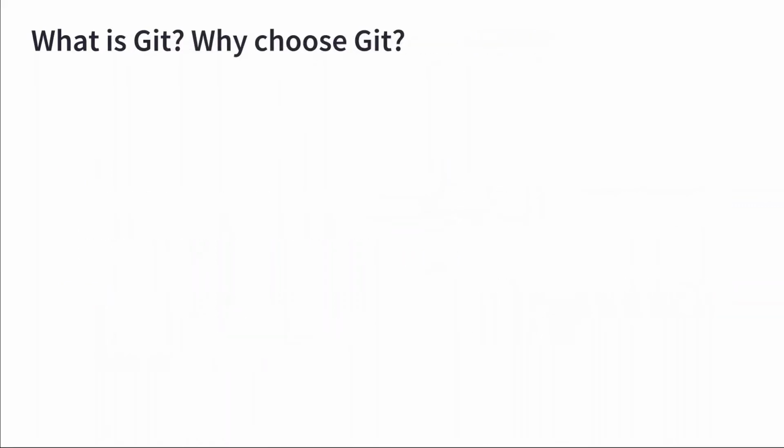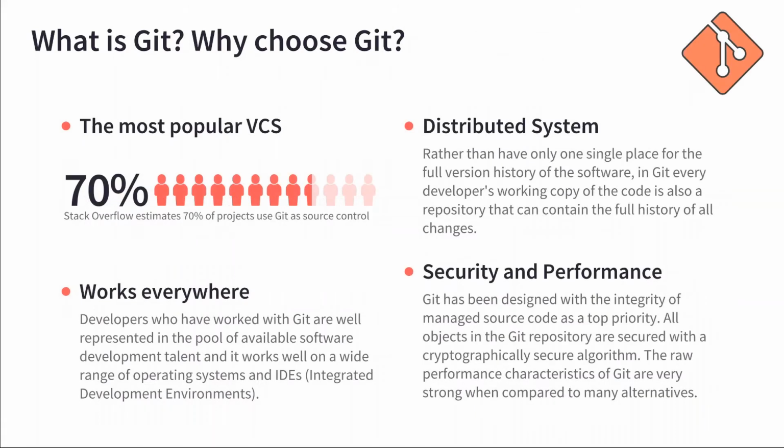So of all those control systems that we've seen, why Git? Why are people choosing Git? What is special about it? Why are we moving to it? Well, it's definitely the most popular version control system. You can see an estimated 70% of all projects currently are stored in Git source control systems.